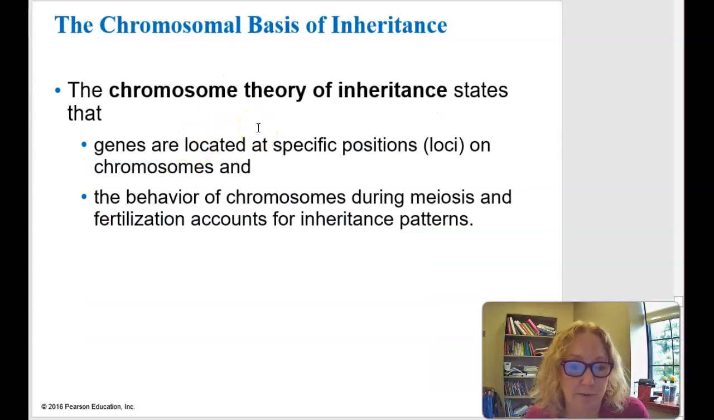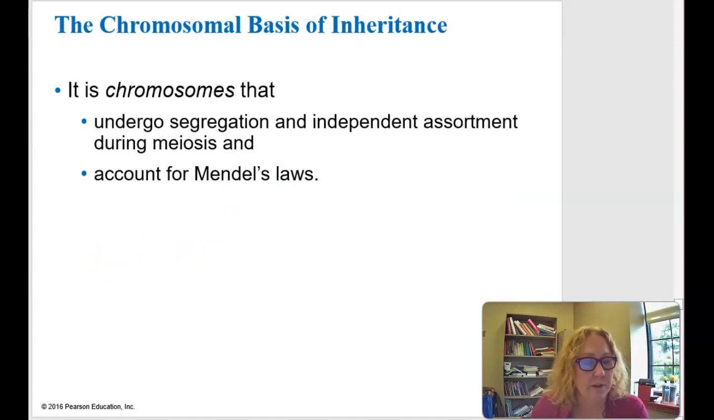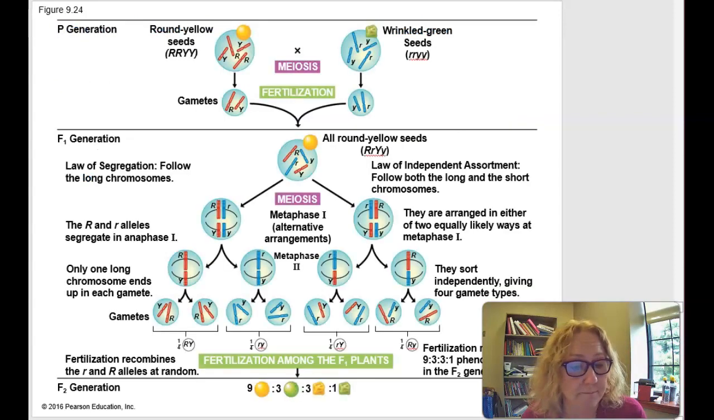This goes along with the chromosome theory of inheritance, which states that genes are located at specific positions, and the behavior of those chromosomes during meiosis accounts for inheritance patterns. So it is chromosomes that undergo segregation and independent assortment, and they account for some of Mendel's laws.